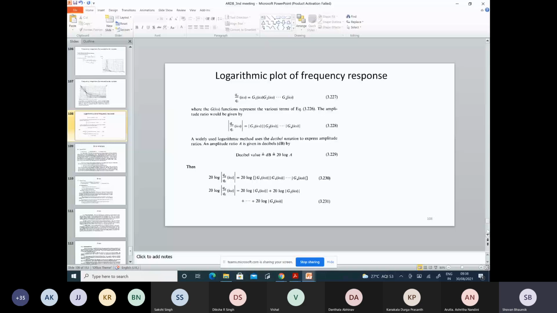So what you have to do, you have to know the corner frequencies, and the next thing, you have to draw the individual plots for each pole, each zero, and each second order pole, and then you add them. Similarly, you need to do it for the phase, and then you add them, and you will get the overall phase plot and overall gain plot.